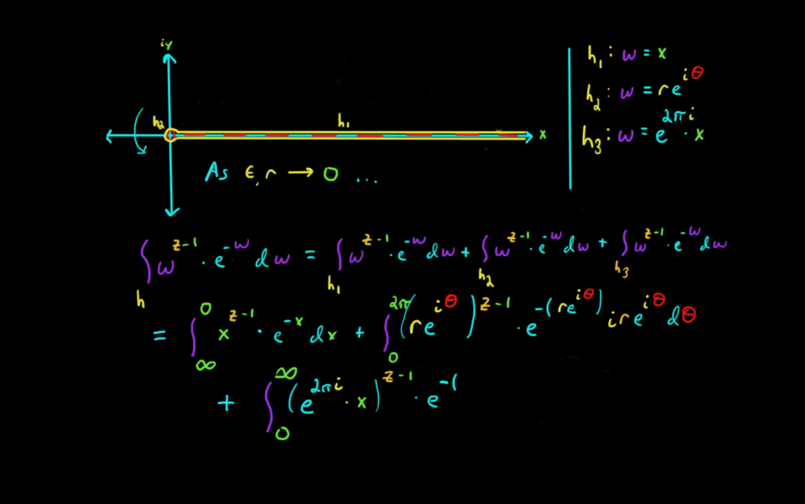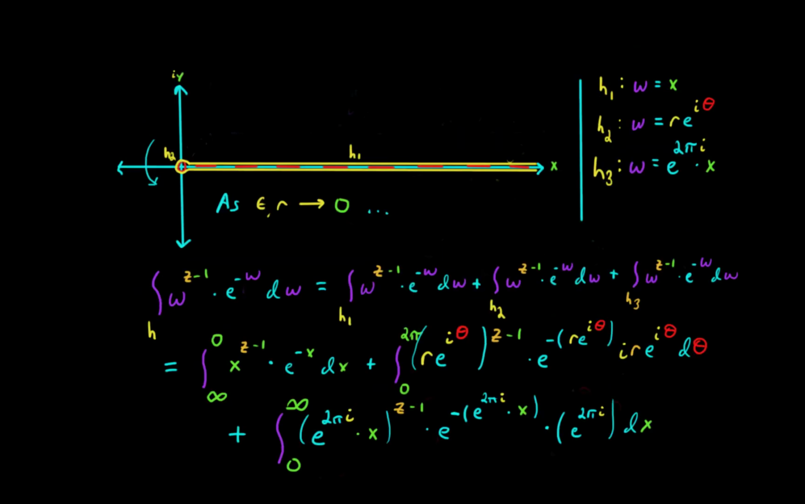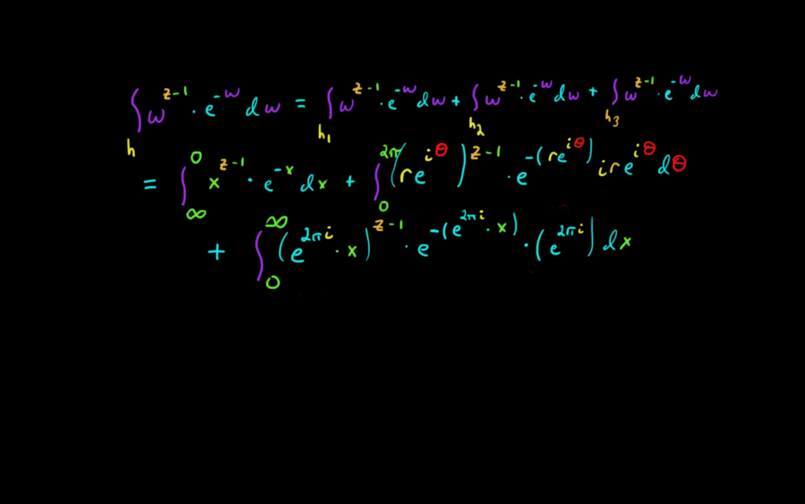So e to the 2 pi i times x, all raised to the z minus 1, times e to the negative e to the 2 pi i times x, close parenthesis. And then because on H3 w equals e to the 2 pi i times x, dw equals e to the 2 pi i times dx. So let me move that to the top of the screen here, and now we can make some quick simplifications. First of all, e to the 2 pi i just equals 1, so those terms cancel out and just equal 1 there.